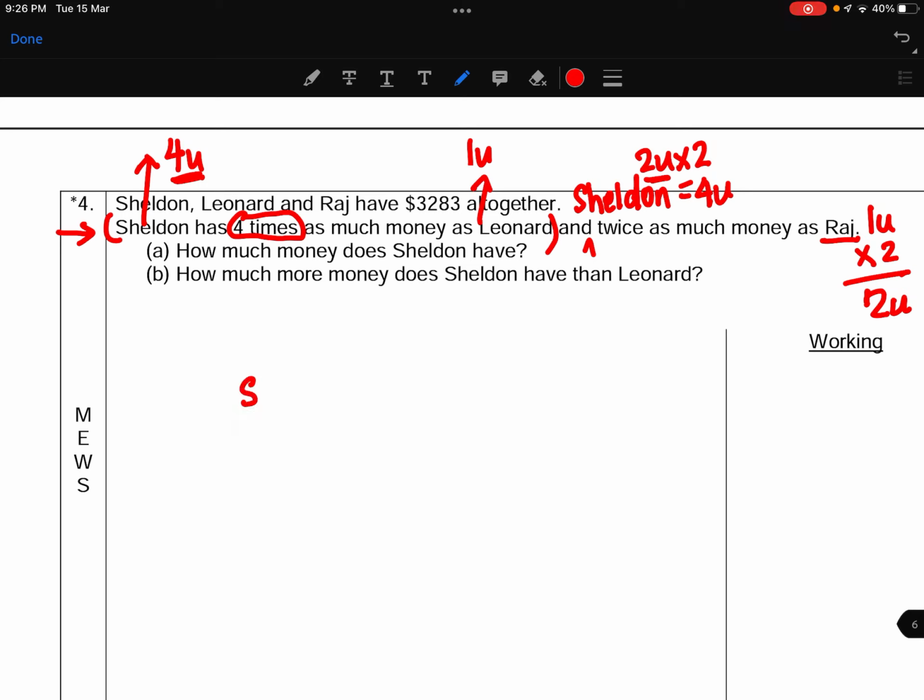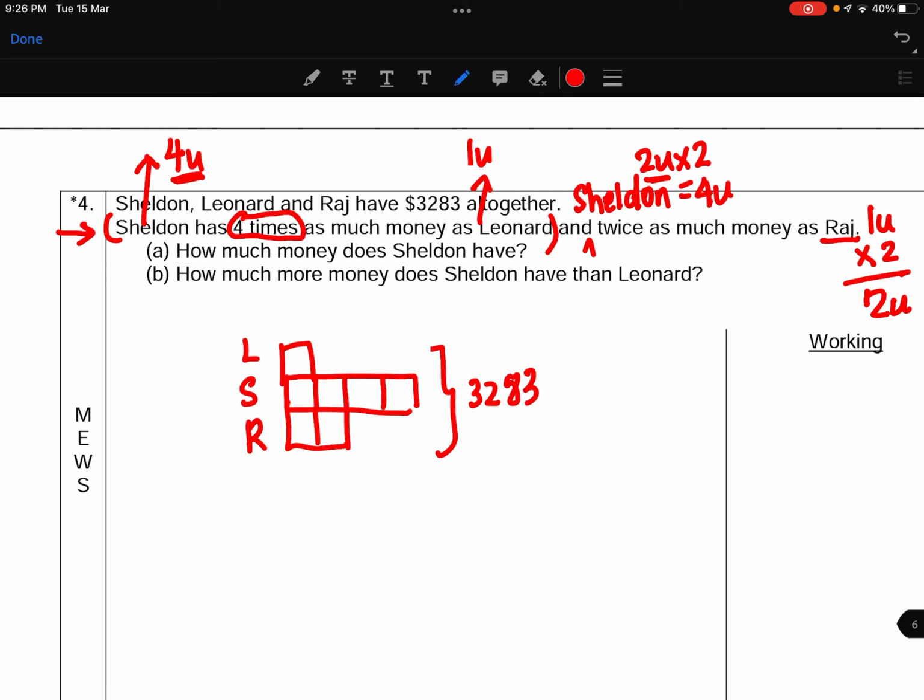I'm going to draw Sheldon's units over here. So I'm going to draw here 4 units. And I'm going to draw Leonard, which is 1 unit, followed by Raj, who will be 2 units. So the total will be 3,283. Let's count the total number of units. I will have 4 plus 3. I'll get 7 units equals 3,283.